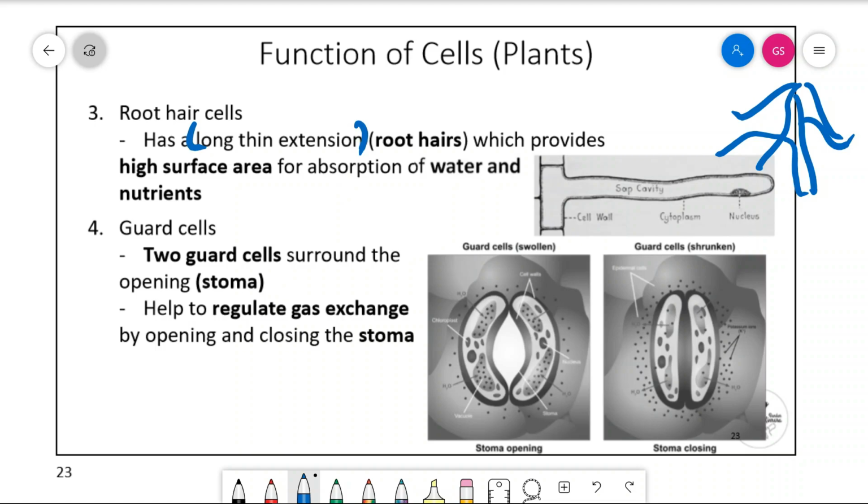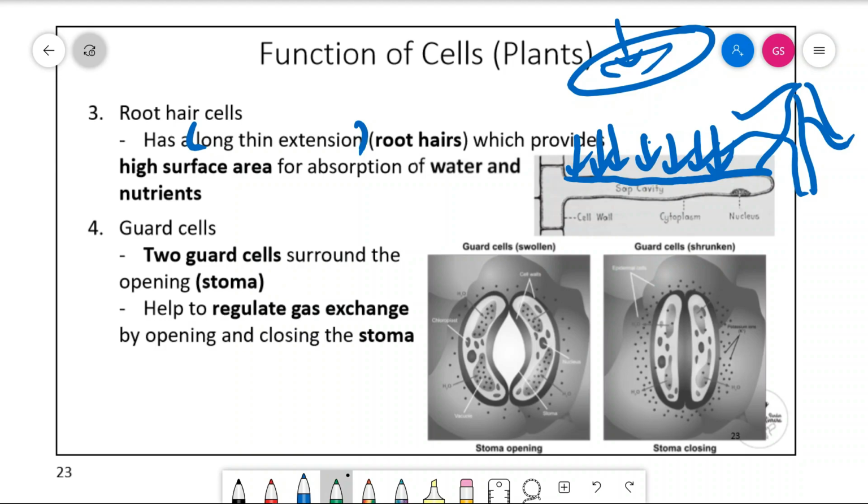Why is it long and thin? It's because when it is long like this, you're going to have a lot of surface area. For what to go in? Just now remember the biconcave disc shape of the red blood cell. Why do we want the biconcave disc shape? Because you allow the oxygen to go in.